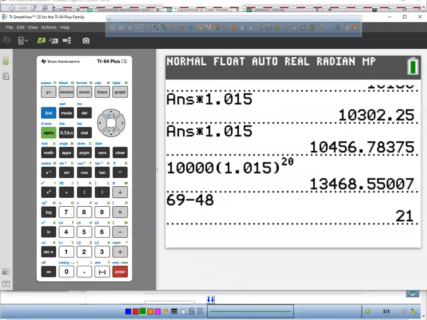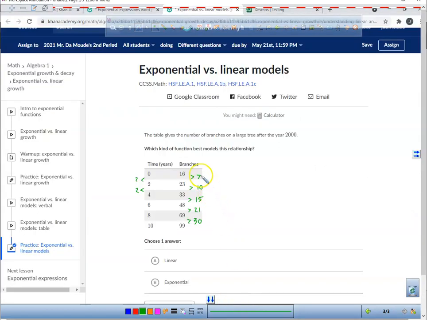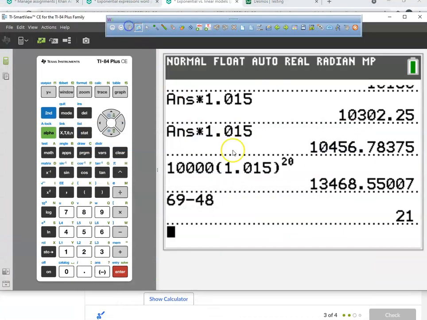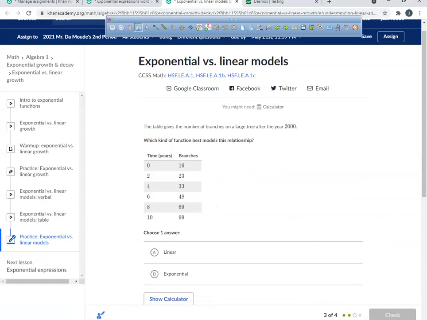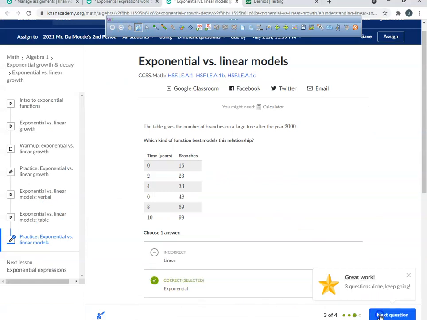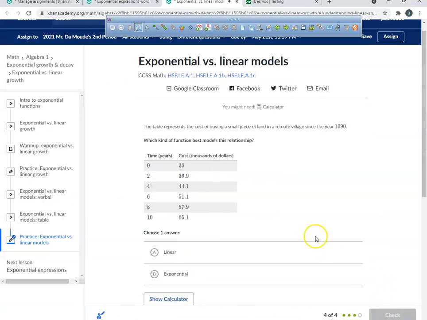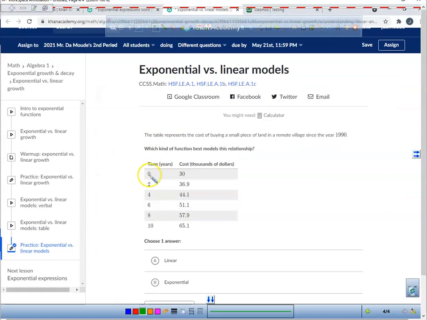Yeah. So if I look at all this, these are not going up at a constant rate. It's not the same rate every single time. It goes 7, 10, 15, 21, 30. That's not linear, that's exponential. And last but not least, you'll notice these are all going up by 2's.